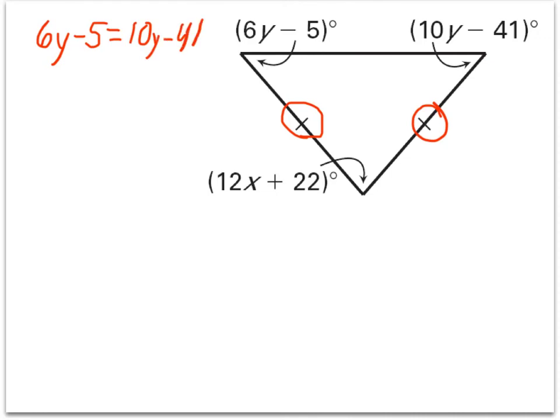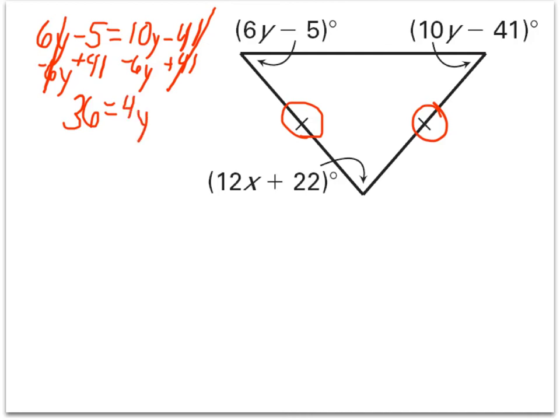Now we just have to combine like terms and solve. So we add 41 to both sides to cancel out the 41, and we subtract 6y from both sides to cancel out the 6y. We're left with 41 minus 5, which is 36, is equal to 10y minus 6y, which is 4y. Last, we divide both sides by the coefficient in front of y. 36 divided by 4 is 9, so y is equal to 9.